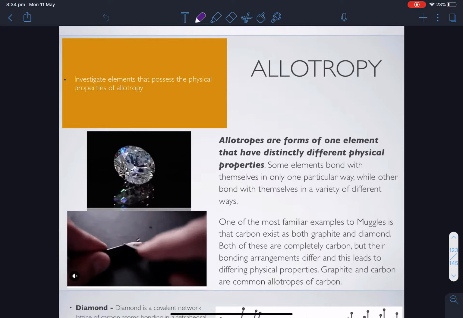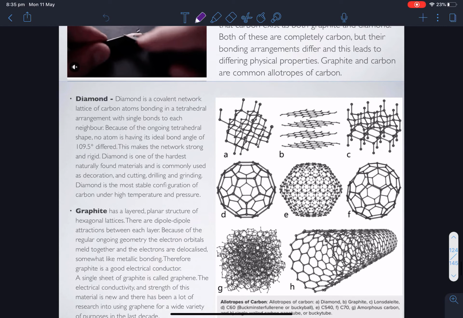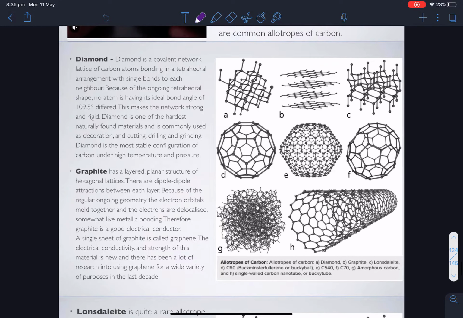So diamond and graphite are some of the most common allotropes of carbon, but there are many more. So I'm going to delve a bit deeper into the different allotropes of carbon. I've got this diagram that I pulled online somewhere. It's a lovely diagram of all the different allotropes of carbon and their different bonding structures. So let's take a look at diamond first.